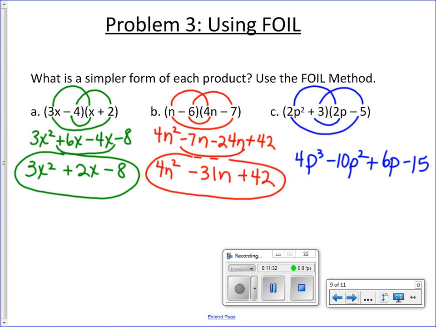And you'll notice that in this case, we don't have any like terms. So this would be our answer. 4p cubed minus 10p squared plus 6p minus 15.